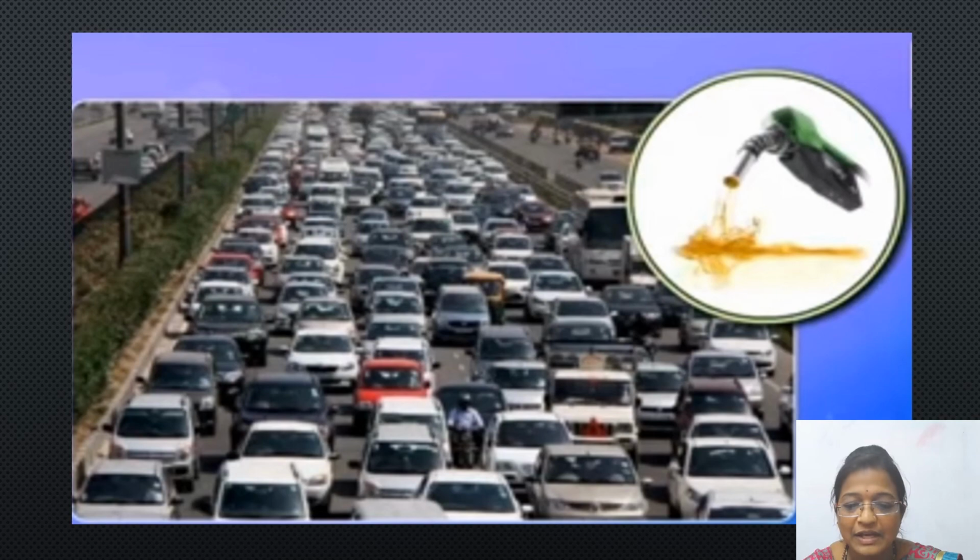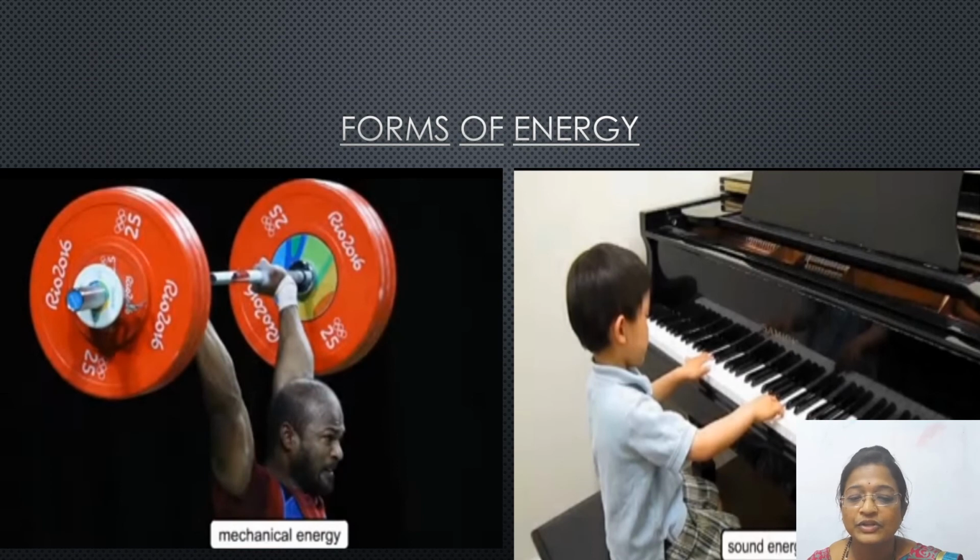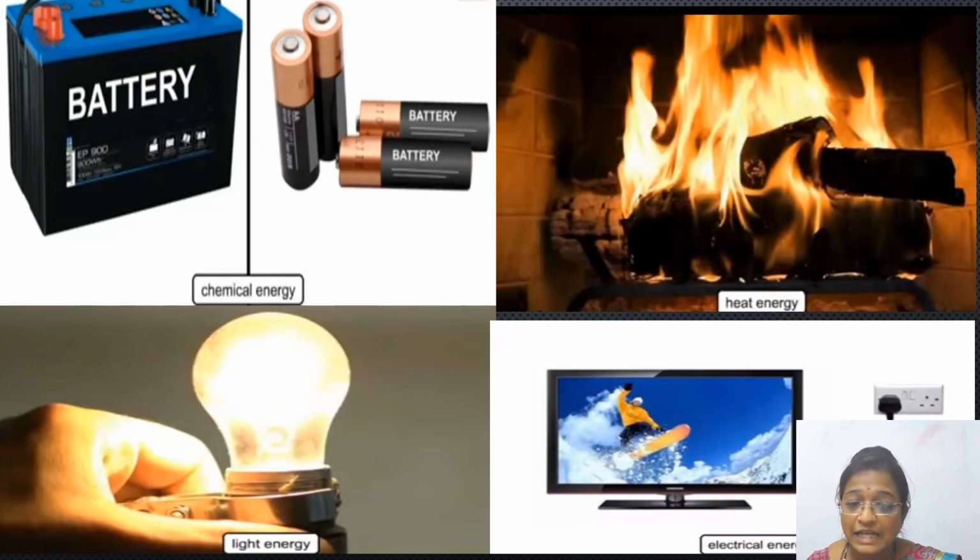As I said, chemical energy is one of the different forms of energy. There is mechanical energy, sound energy, and chemical energy, and also heat energy, light energy, and electrical energy.